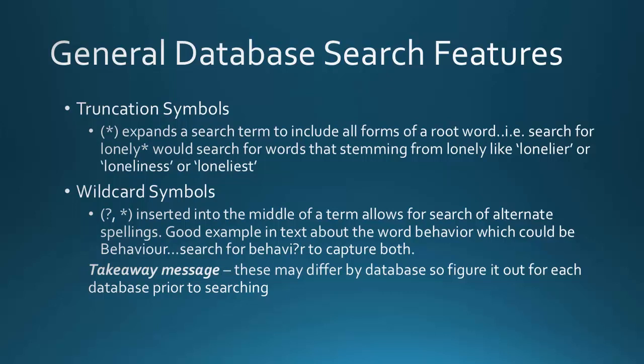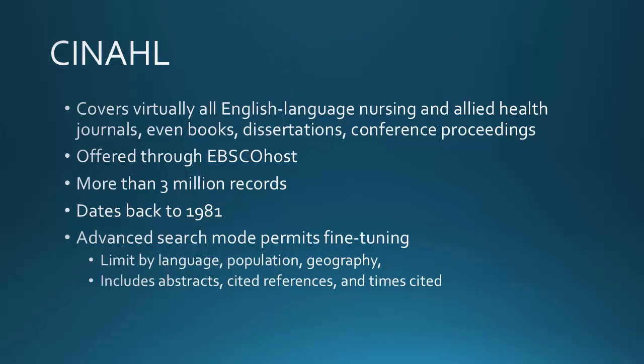There are also wildcard symbols that do things like, if a word can be spelled two ways, you can use a wildcard symbol to retrieve both. I gave an example here with behavior. You can search the word behavior, and if you search it like this, it'll capture both spellings. The takeaway message is these truncation symbols are not the same for every database that you're searching, and so you do need to know what's appropriate for each one.